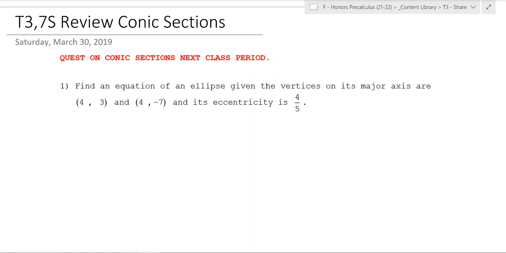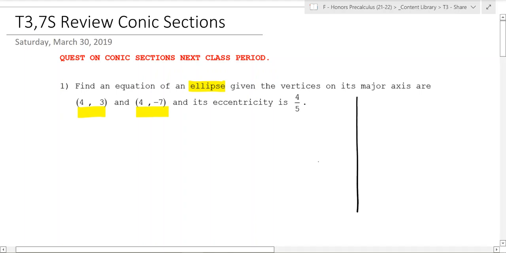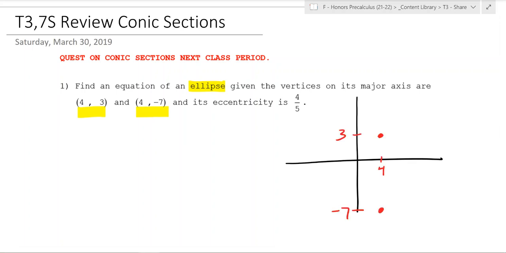Number one here, we're looking for an equation of an ellipse. It's an ellipse given the vertices on its major axis are these 2 points, and its eccentricity is 4/5. So what we can do right here is draw these points. What do we end up with? We end up with these 2 points.